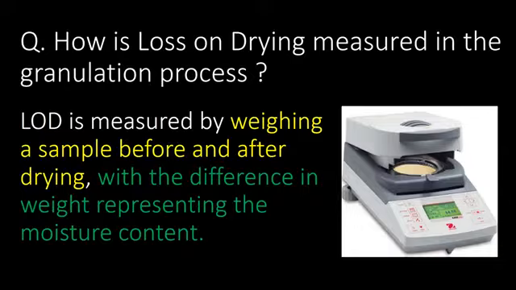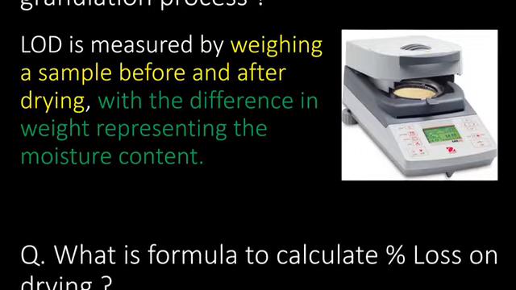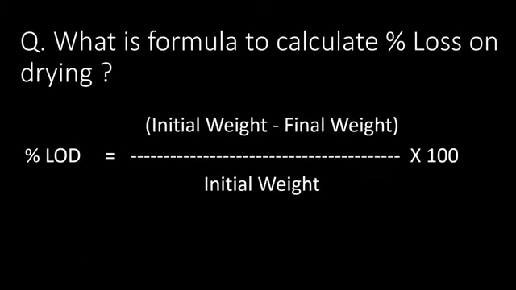How is loss on drying, that is LOD, measured in the granulation process? LOD is measured by weighing a sample before and after drying, with the difference in weight representing the moisture content. What is the formula to calculate percent loss on drying? Here is the formula for percent LOD. It is initial weight minus final weight divided by initial weight into 100.